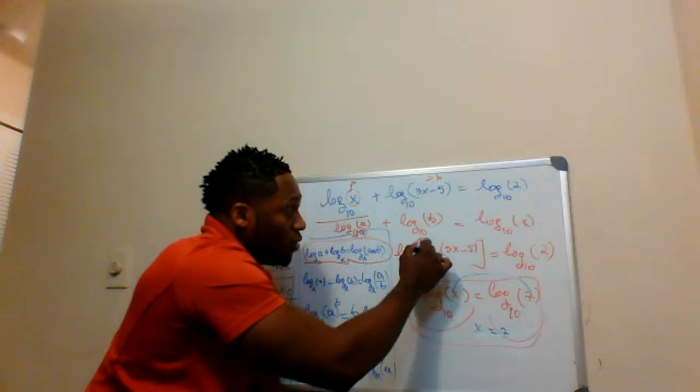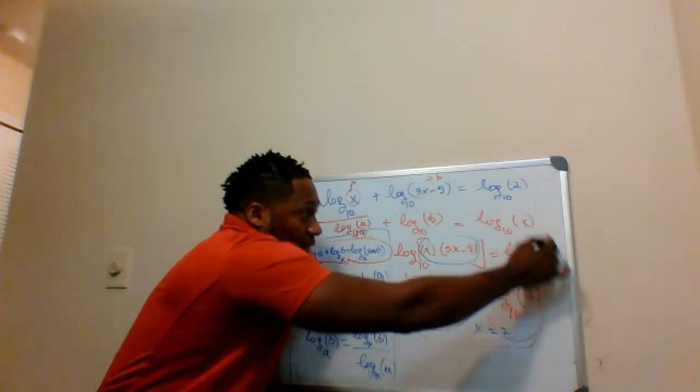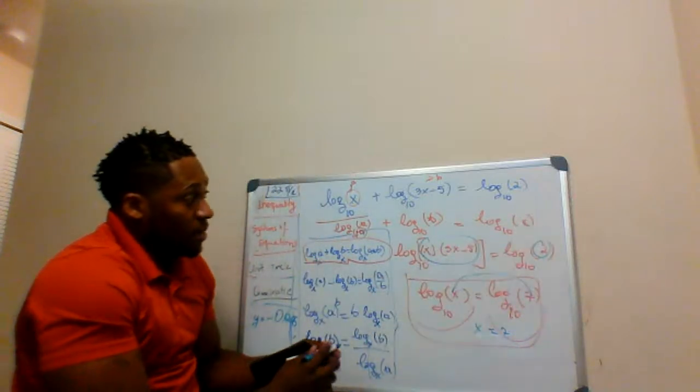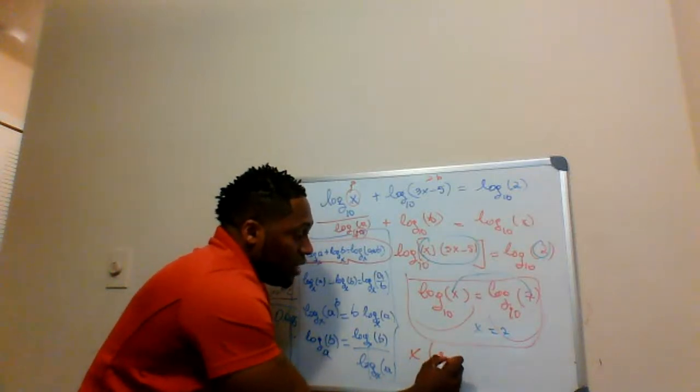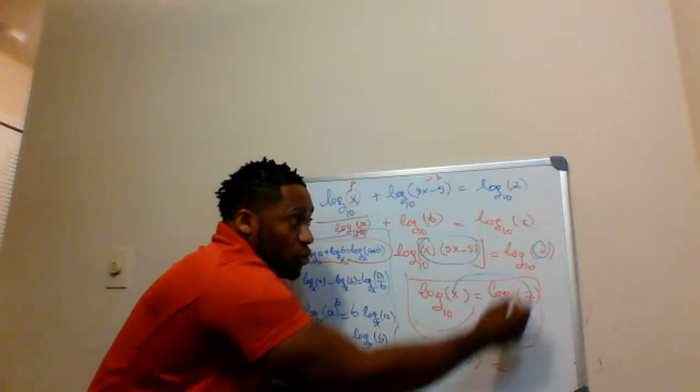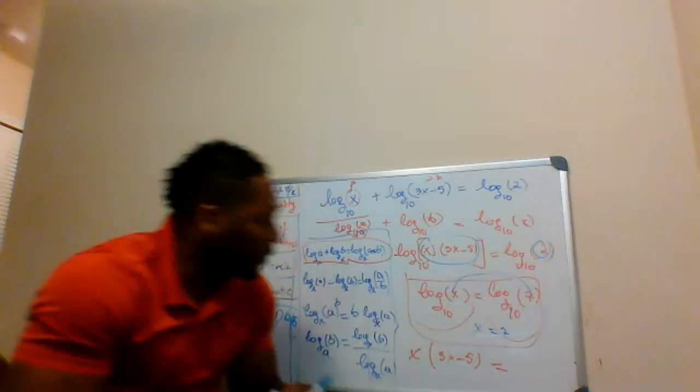Then it's the same thing we're going to do. Whatever is inside of this, we're going to make that equal to whatever is inside of this. So that means what? x times 3x minus 5 is equal to what? Who can tell me what it's equal to?